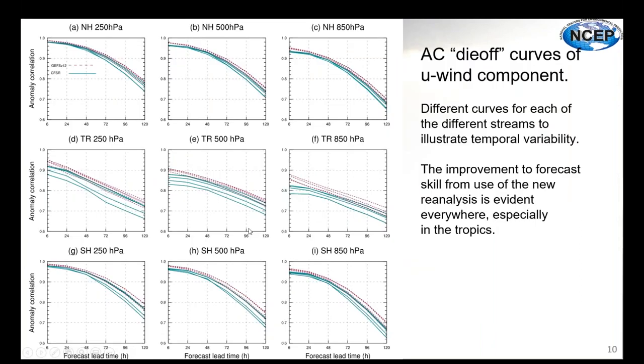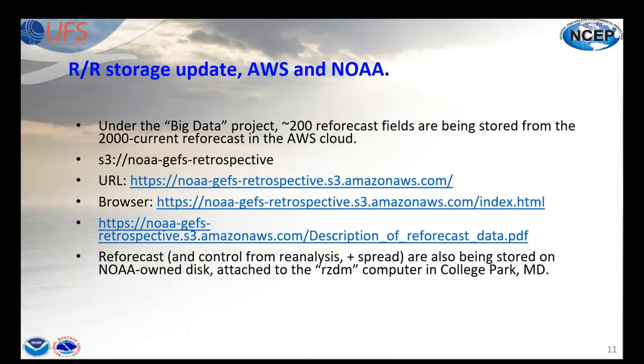In terms of short-term forecasts using the reanalysis as a measure of improvement, either coming from the analysis or from the model, what you're seeing here are various streams run under this reanalysis, five-day short-range forecasts, comparing the CFSR in the cyan color with the red dashed lines coming from the GEFS V12. You can see the anomaly correlation has significantly improved in all global regions, especially in the tropics, and also at various vertical levels. So this is an illustration of improved forecast skill coming from the use of the reanalysis.